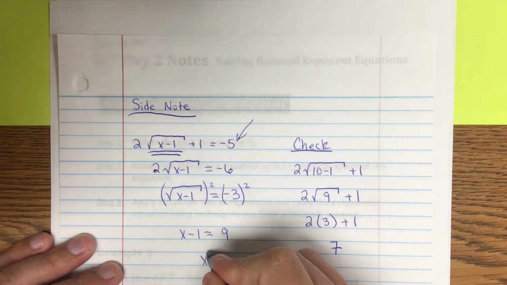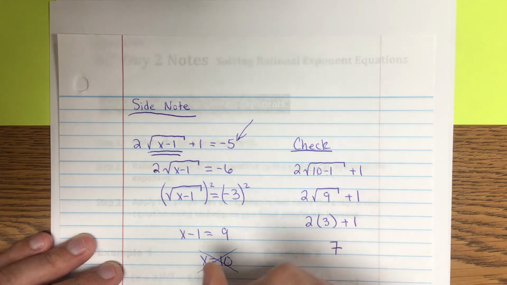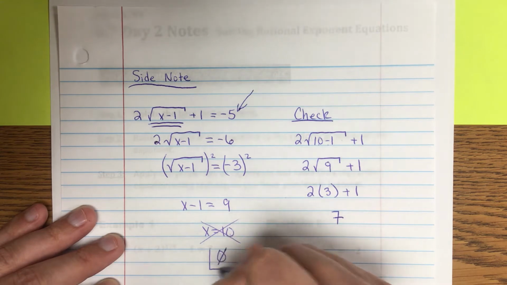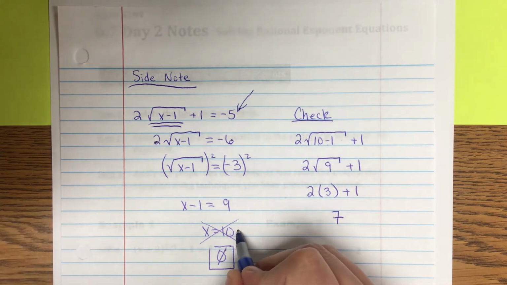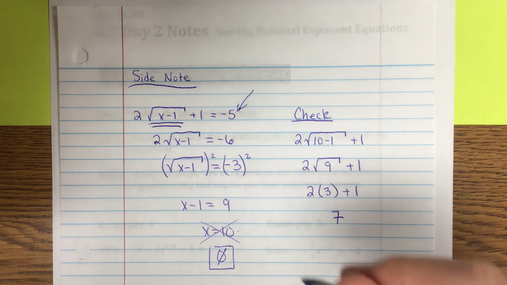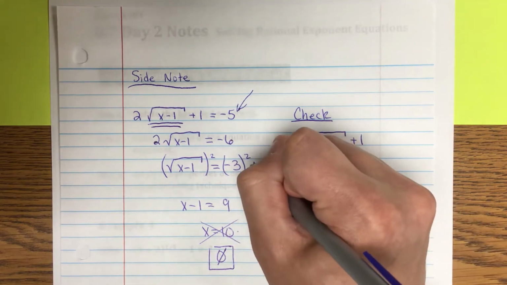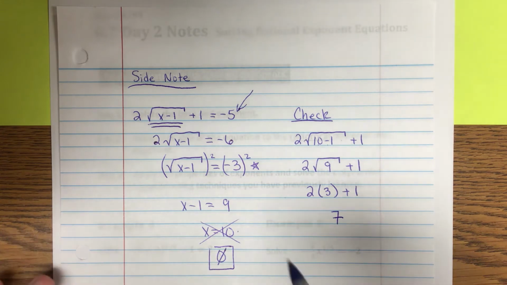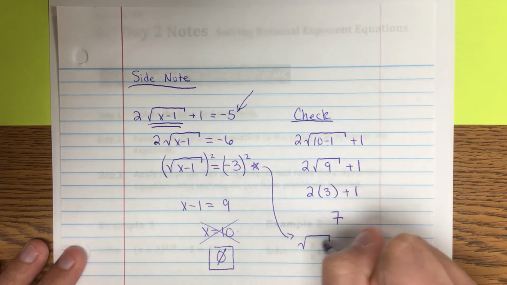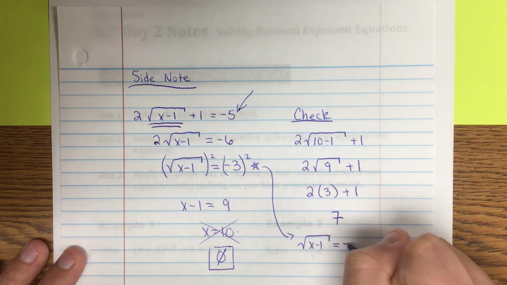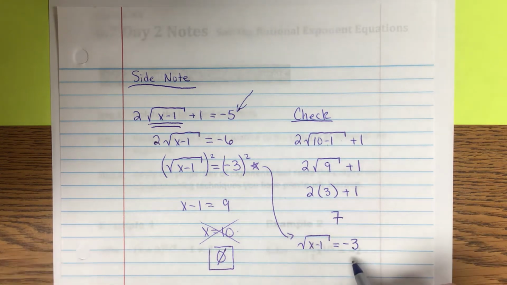So x equals 10 is actually not a solution. This problem has no solution because what I found didn't actually check. This is called an extraneous solution, and the reason why it happens is because of this step right here. If I rewrite this step without the square, hopefully you can see maybe something wrong with this picture. The square root really shouldn't give you back a negative number.